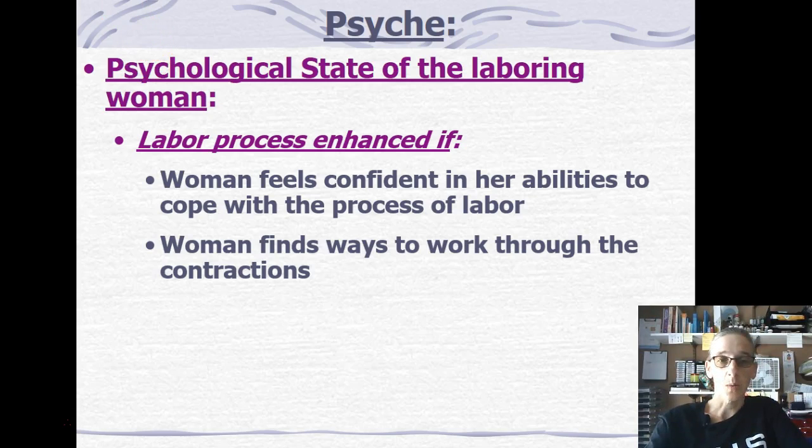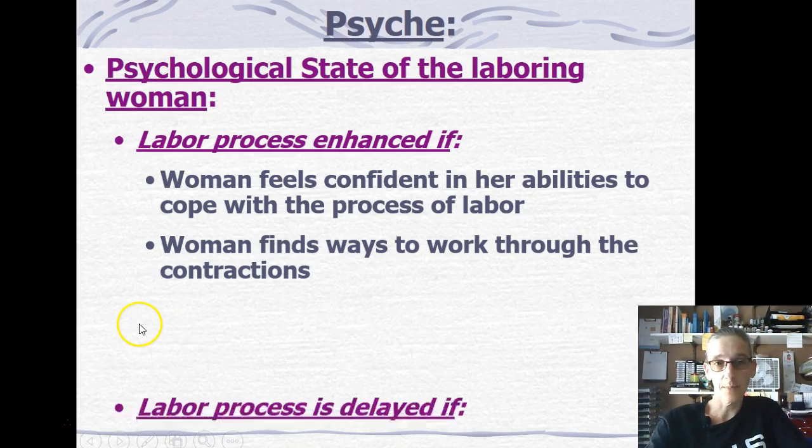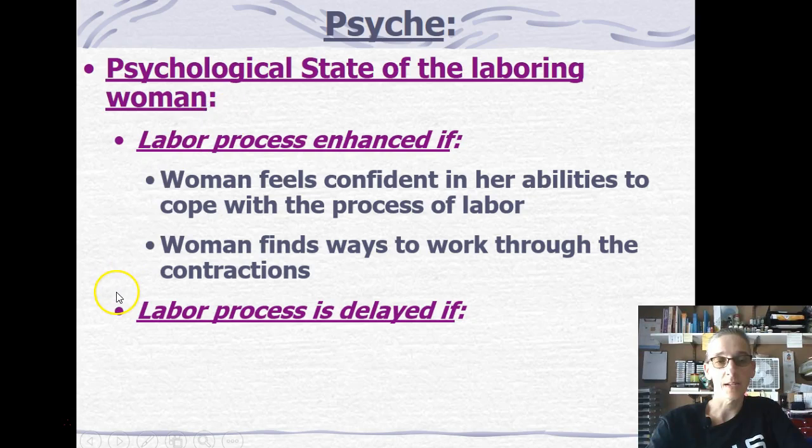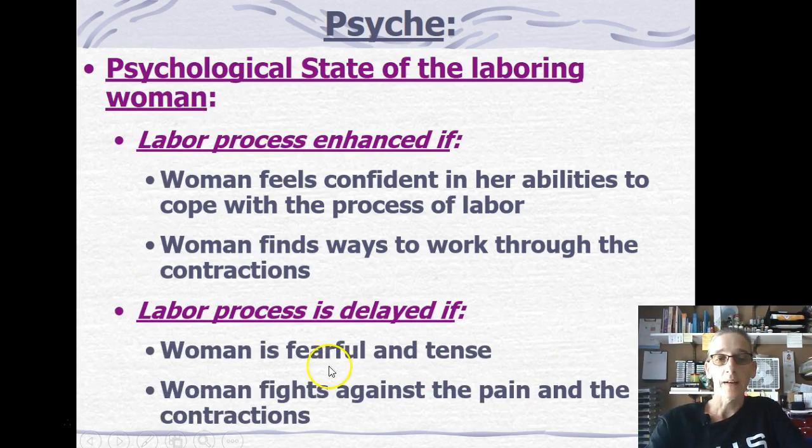So if she finds a way to work through the contractions, feels confident in her abilities to deal with contractions, the labor process will be enhanced. It will, however, be delayed if she's fearful and tense, or if she fights against the pain and against the contractions, tenses up and tightens up with each contraction. We're delaying the labor process.